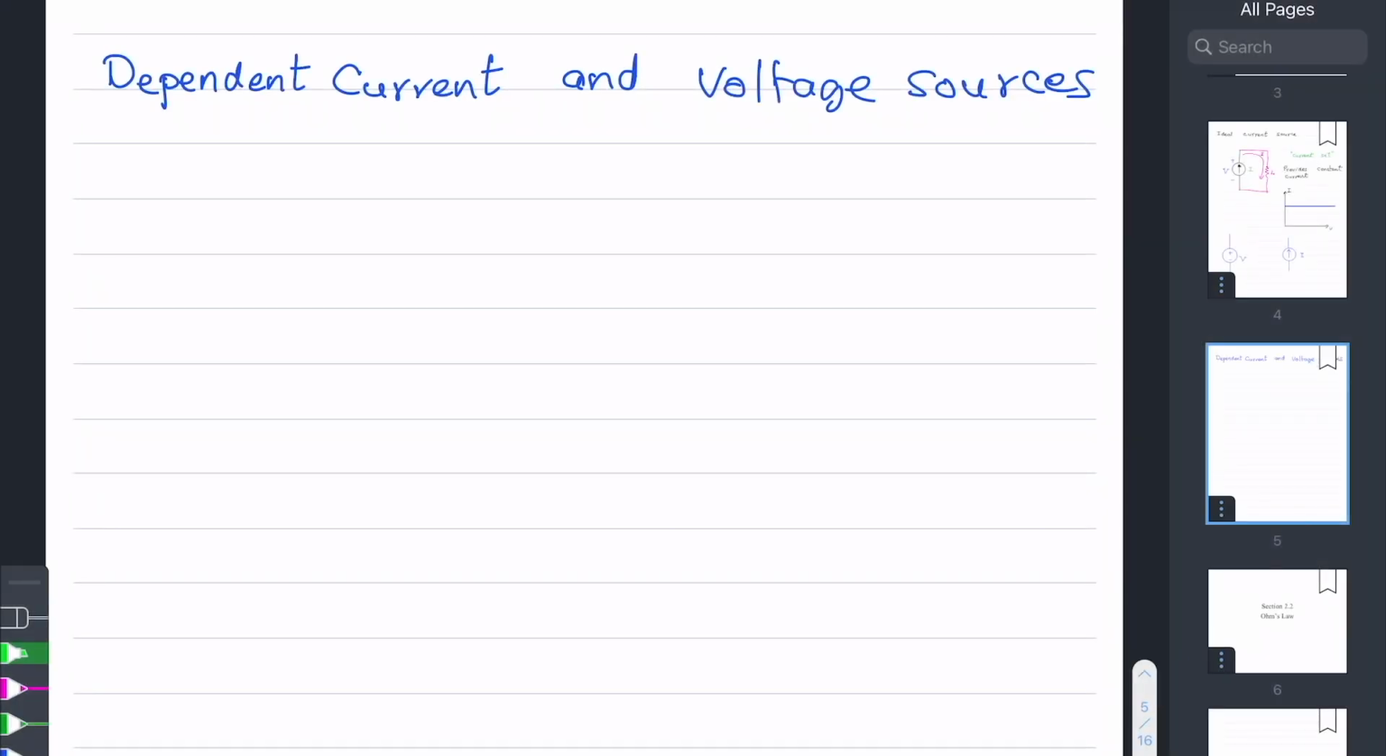We are going to look at dependent current and voltage sources. When we look at dependent sources, the idea is the voltage and the current provided by these devices are dependent on some circuit variable that will typically be identified in the circuit.